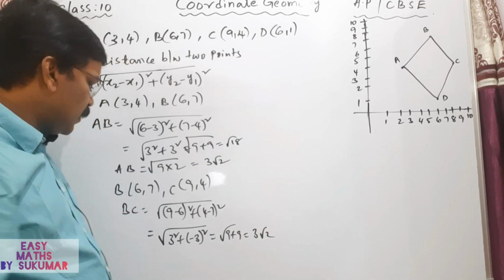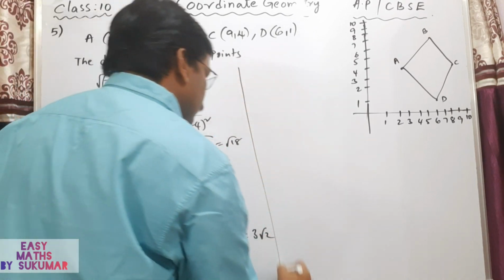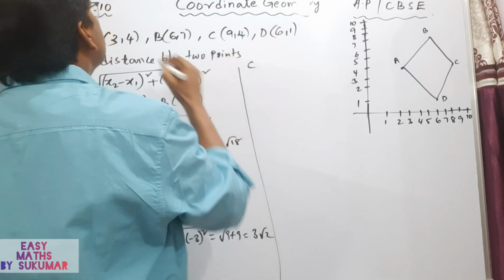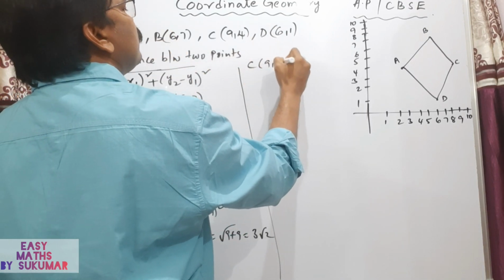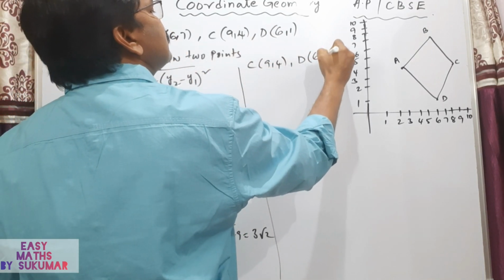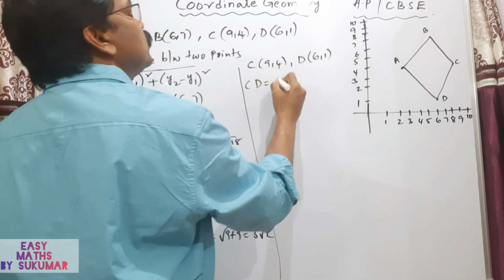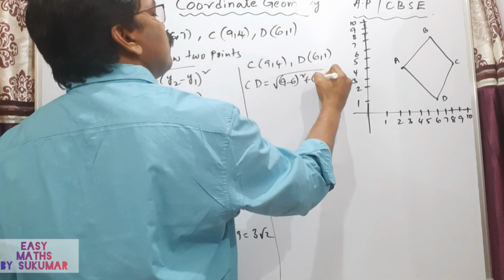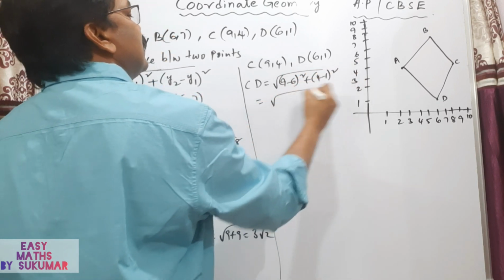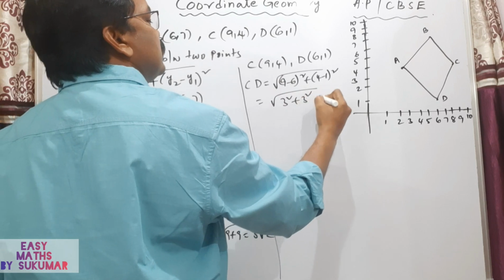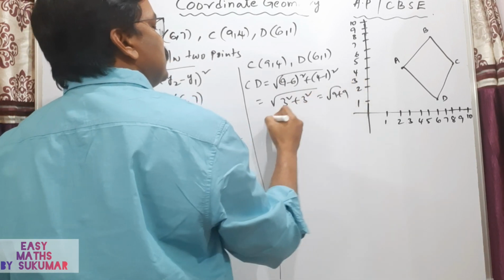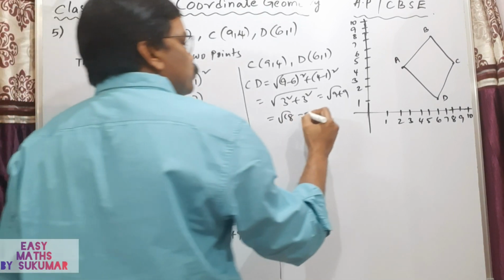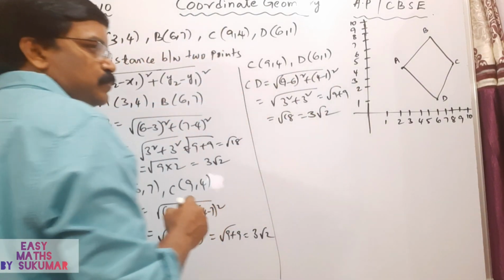Okay. Now let us find the next one. AB is over, BC is over. Next one is CD. C is 9, 4 and D is 6, 1. So CD is equal to root of again (9 minus 6) whole square plus (4 minus 1) whole square. This is 3 square plus 3 square. This is 9 plus 9, that is equal to root 18. Root 18 means 3 root 2, 3 times root 2.